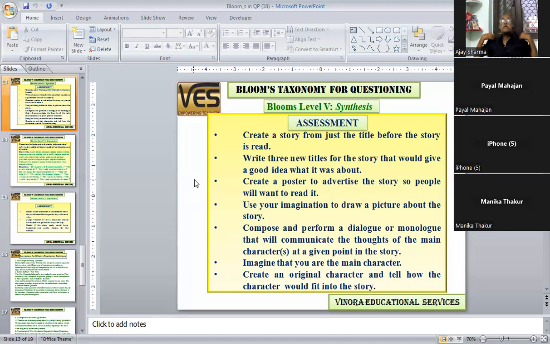You just give them a story, show them a video clip of 3, 4, 5 minutes. You show them once or twice. Then you run it a third time for the purpose of assessment. For synthesis, stop at a particular point. The story before this, the story after this. Now you create the prelude to this particular point, and then the conclusion to this particular point. So create a story from the title. Use your imagination to draw a picture about this story. Imagine that you are the main character. What would be your response?